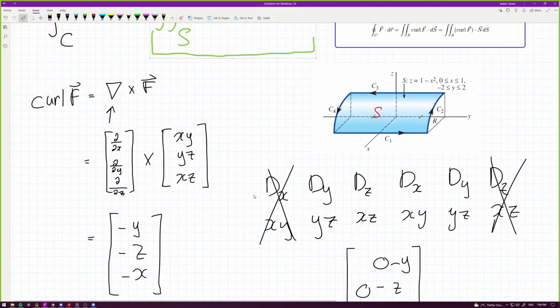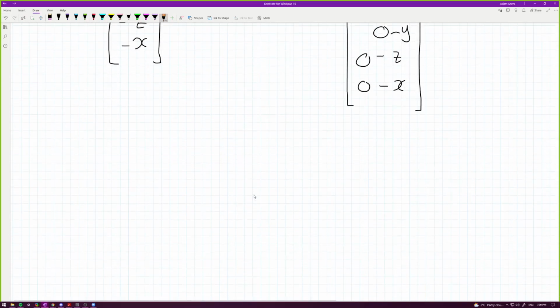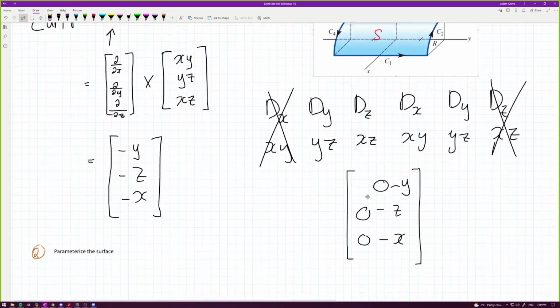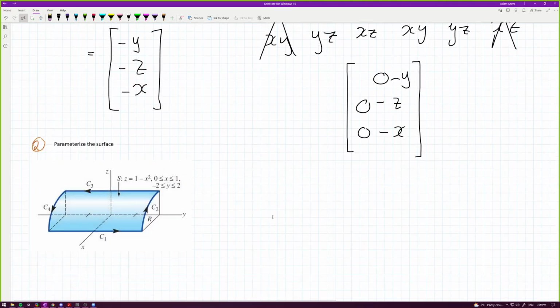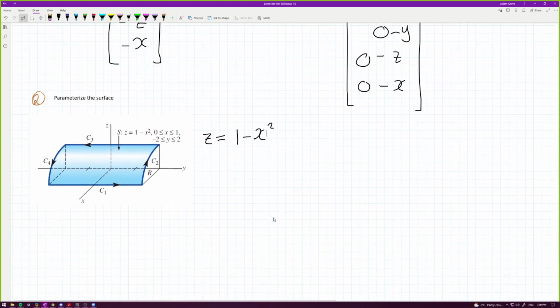So I'll label here, this was part 1. It was just to find the curl. And part 2 is we want to parameterize the surface. Let me type that here. Parameterize the surface. So let's take a better look at our surface here. What I know about it is that it's written as z equals 1 minus x squared. So because I have an explicit surface formula for it, I can just say r of uv is equal to u, v, 1 minus u squared.